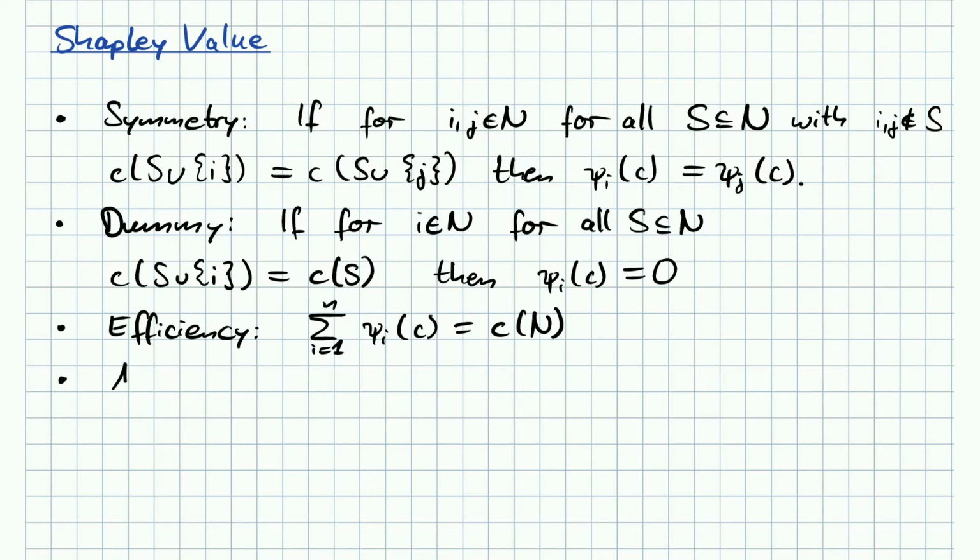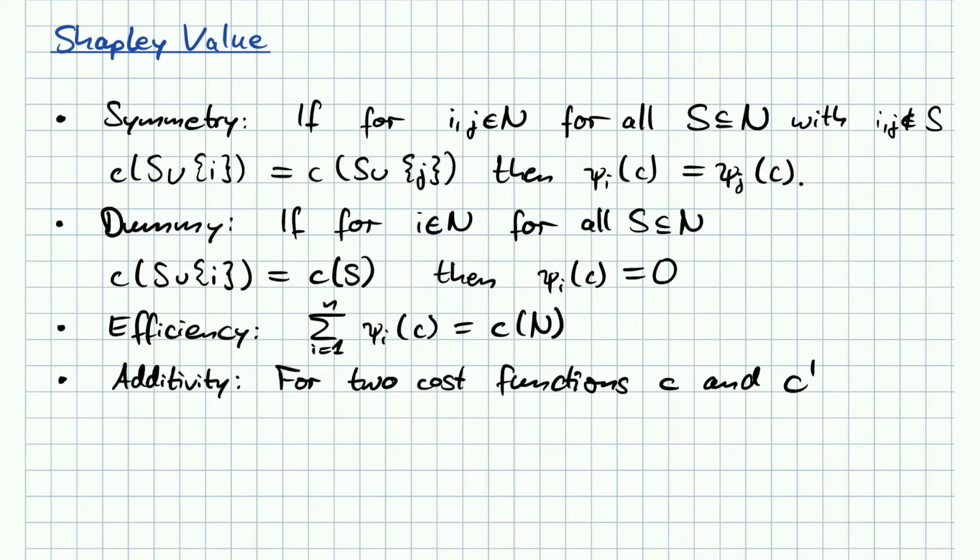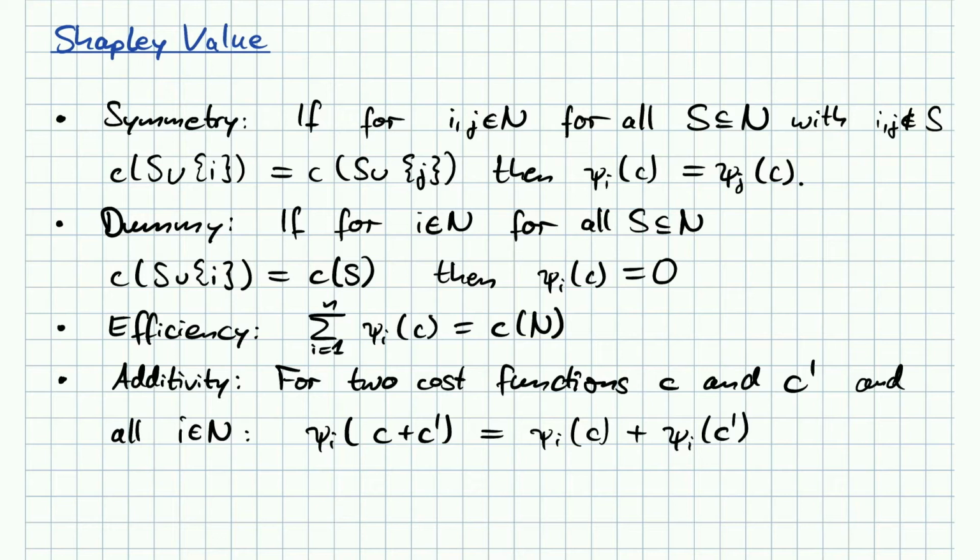And finally, our third property: if we take two cost functions c and c prime, we should have that the cost that we associate to agent i when we are splitting up the cost of c plus c prime should be exactly equal to the cost that we're assigning to agent i when we split up c, plus what we assign them when we split up c prime.